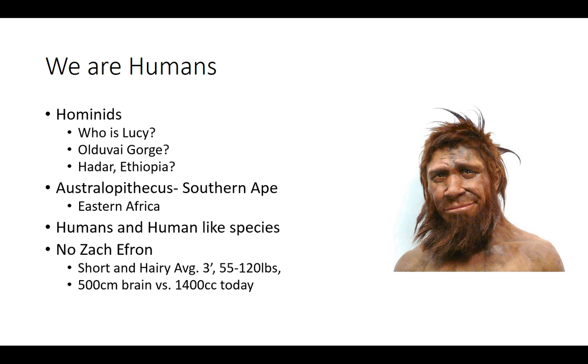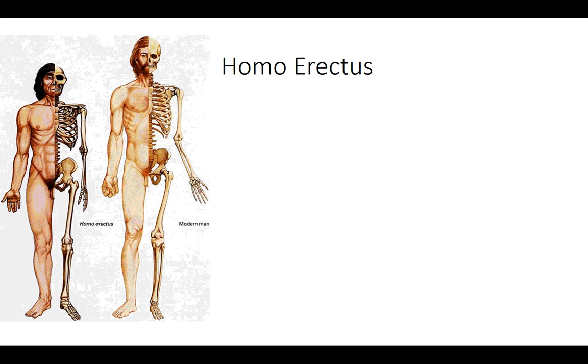Their brains were about 500 centimeters compared to 1,400 today. And so their brain development was much smaller, much simpler. They were completely covered in hair, very animalistic-like, not humans like us today. And their weight was much smaller. About 50 to 120 pounds was the average weight of them.